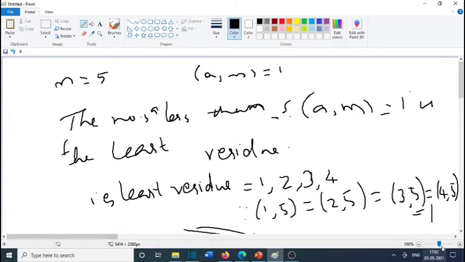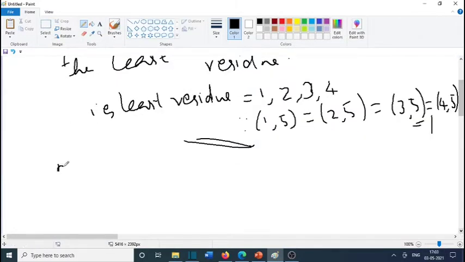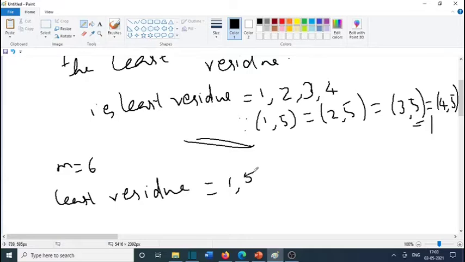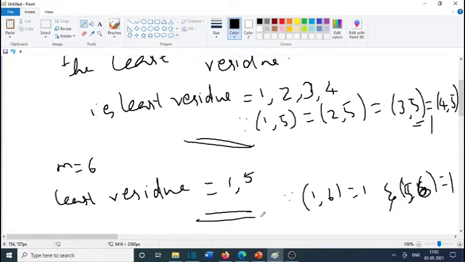Now next case, m equal to 6. So least residues are: GCD of 1, 6 is 1, GCD of 2, 6 is 2, GCD of 3, 6 is 3, GCD of 4, 6 is 2, GCD of 5, 6 is 1. Since GCD of 1, 6 equal to 1 and GCD of 5, 6 equal to 1, so these are the answers.